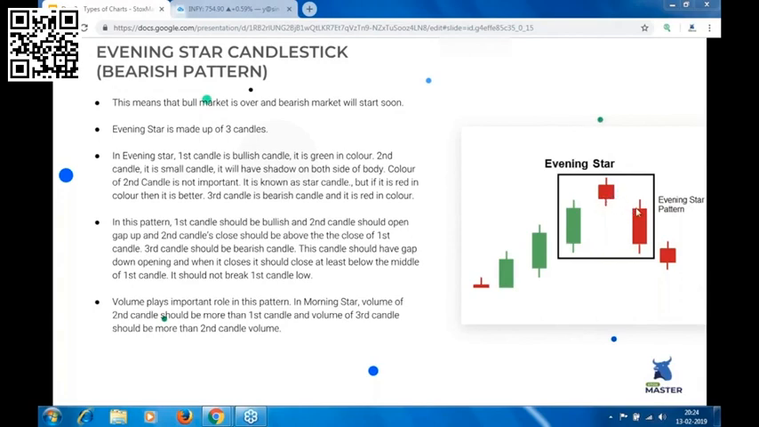Then again on the next day there's a gap down opening. Now this third candle should not break the low of this candle. So our entry point will be when the low of this candle is broken. That is the time when we can short in the market, and we can keep our stop loss just above the high of this candle.